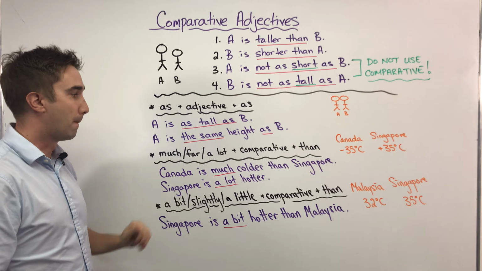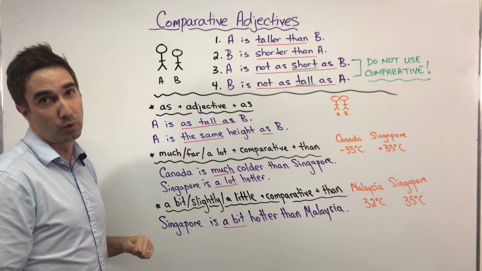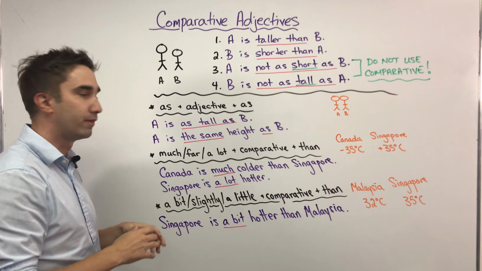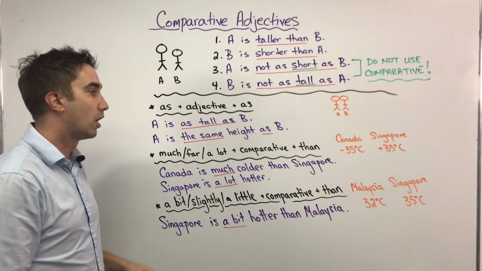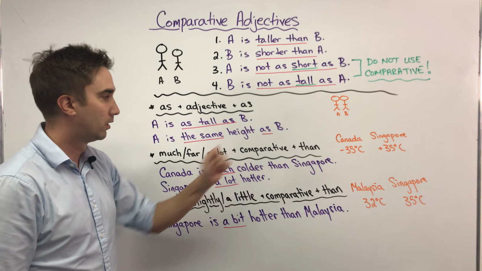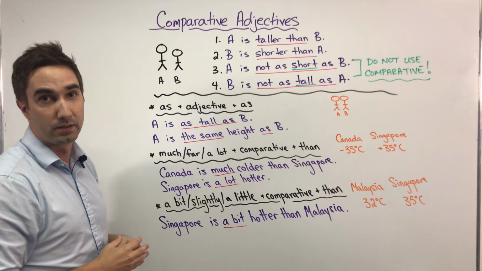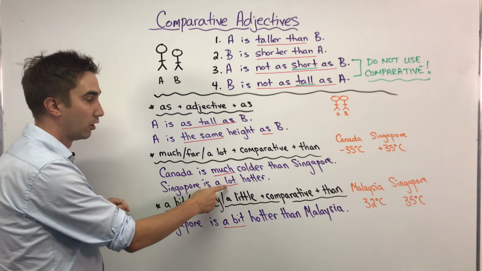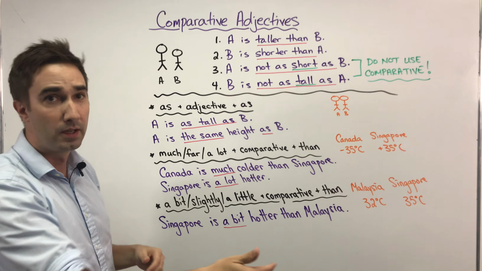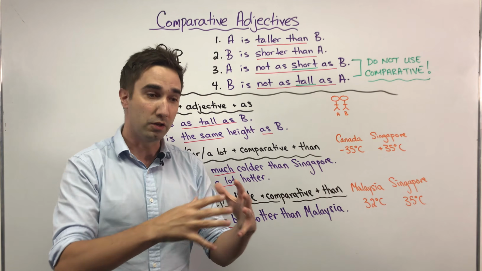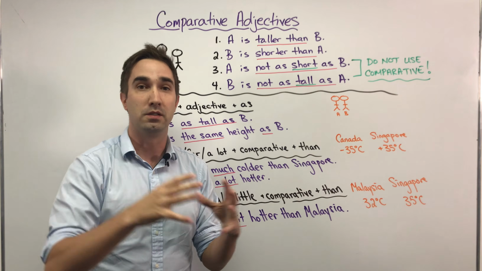Canada is much colder than Singapore. We can use much, we can use far, far means much, or a lot, plus a comparative, plus than. Canada is much colder than Singapore. Singapore is a lot hotter than Canada. Canada is a lot bigger than Singapore. We can use that to describe a big difference.